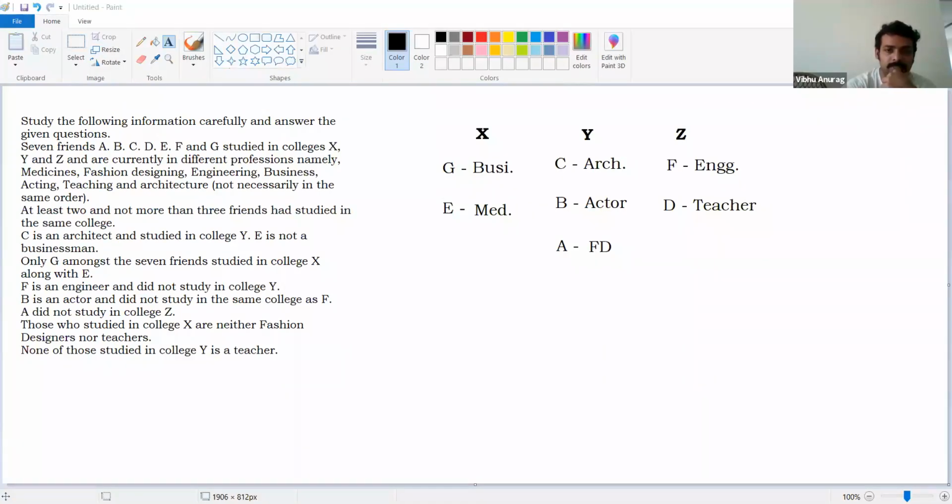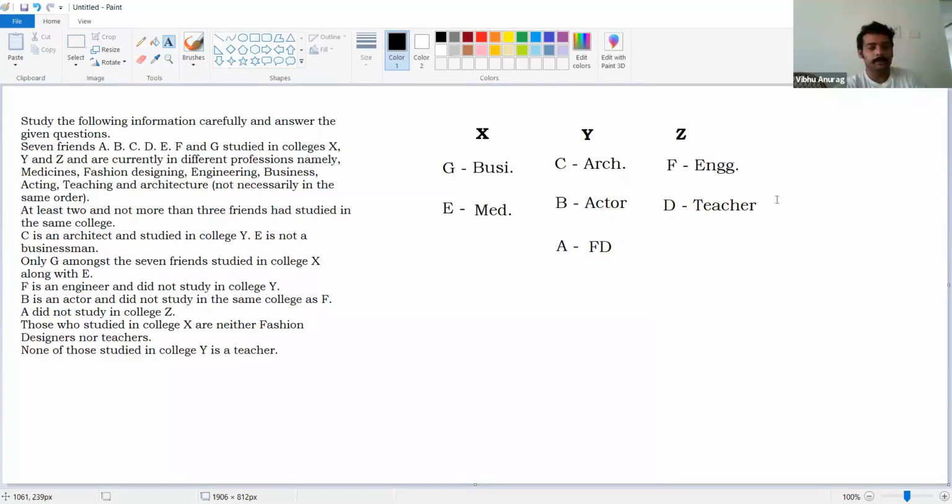And your question 57. Who studied in Z? F and D studied in Z. So that's option D. And 58. Who studied in Y? That would be ABC. So option C again. ABC studied in Y. So that's your 57 and 58.